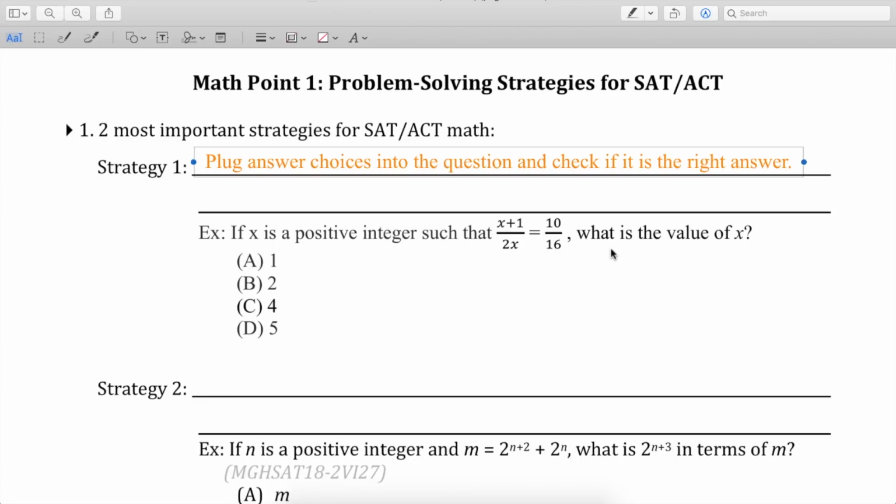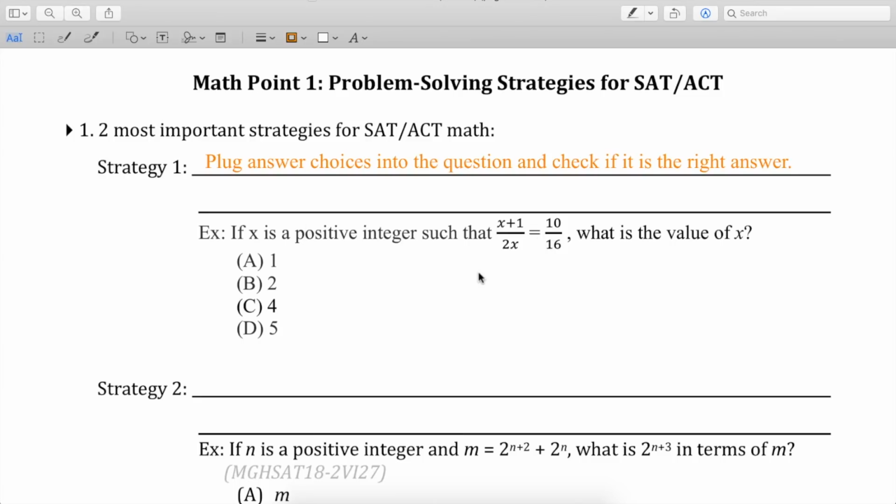And what does that mean? Let's look at this example question here. If x is a positive integer such that (x plus 1) over 2x equals 10 over 16. In one of the previous versions of the book, this is 3 over 16, so change that to 10 over 16. There's a small typo there. Then what is the value of x?